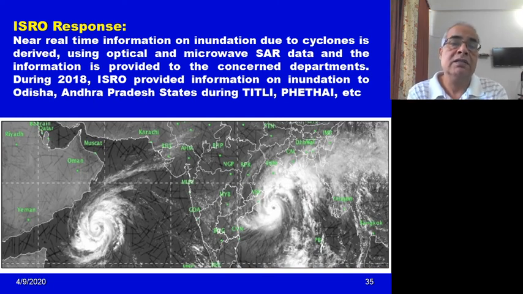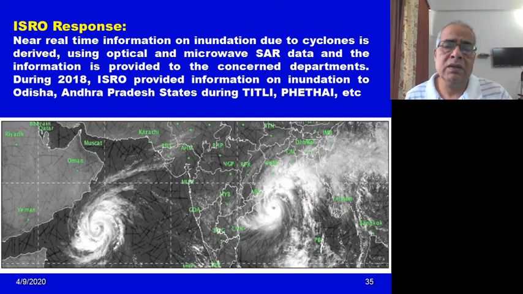And I will just share with you the ISRO response. I mean, it's almost real time, right? So near real time information on the inundation due to the cyclone is derived using optical and microwave synthetic aperture radar data, and the information is provided to the concerned departments. During 2018, ISRO provided information on the inundation to Odisha and Andhra Pradesh States during the TITLI and PHETHAI cyclones, right?